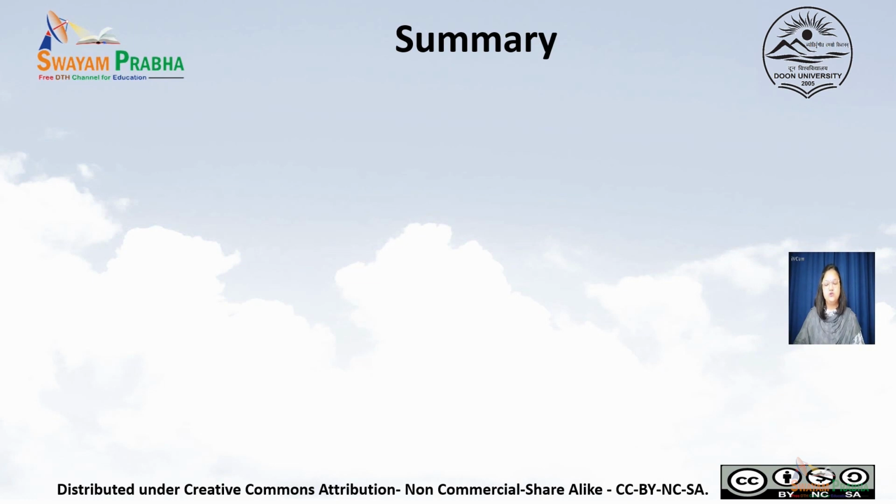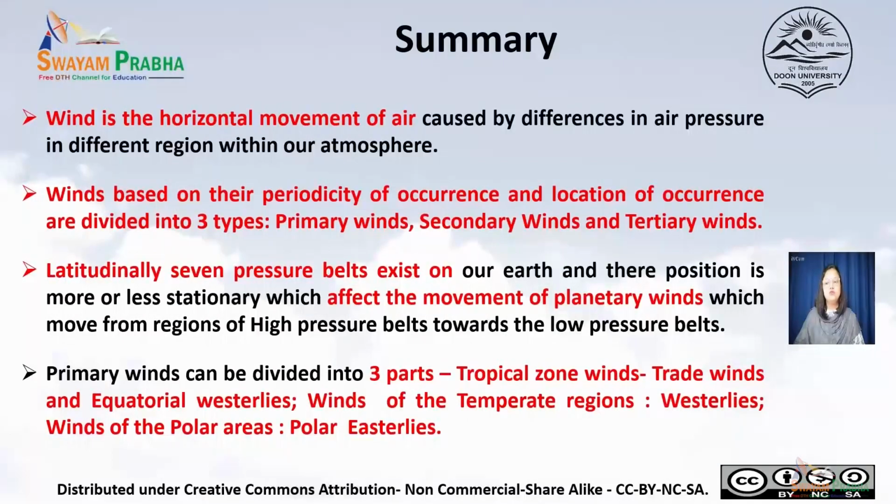Summarizing the video now, as we have discussed, wind is the horizontal movement of air which is caused by the differences in air pressure in different regions within our atmosphere. And winds, based on their periodicity of occurrence and location of occurrence, are primarily divided into three categories. First one is the primary winds, which have global dimension, which are regular and they blow constantly.